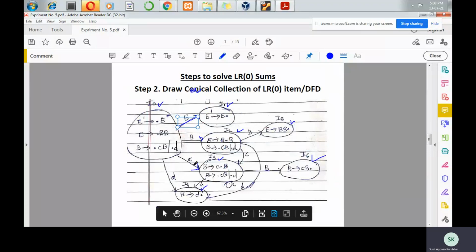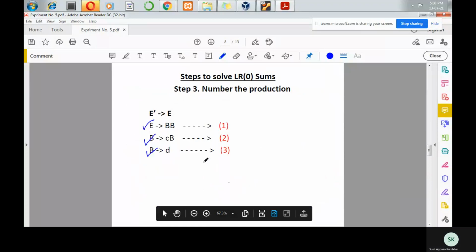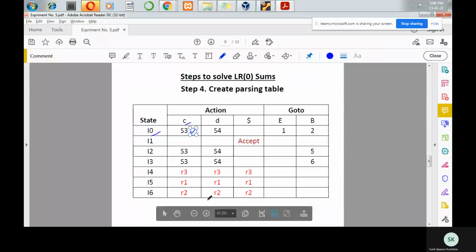So if parser is in the state I0 and the current input symbol is C, it lands to the I3 state. Okay, so it's a shift entry. So just you can see S3. In this way, the whole table is to be prepared. So there are two kinds of entries, shift and reduce.